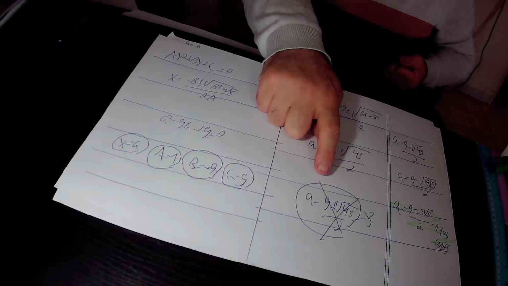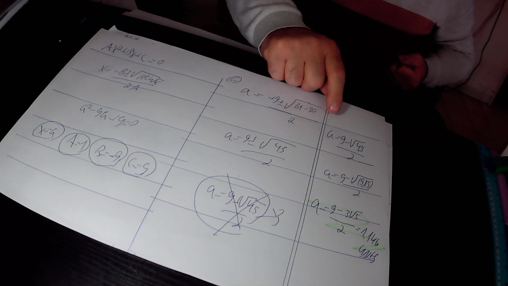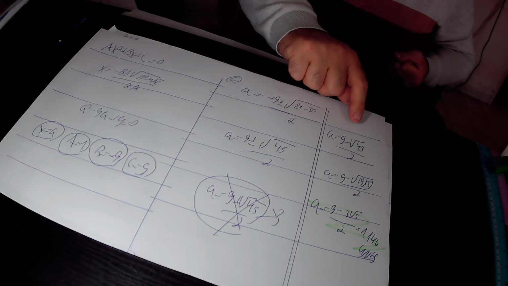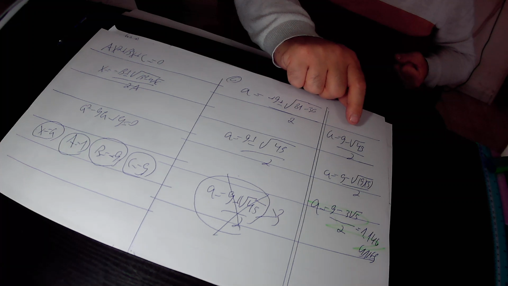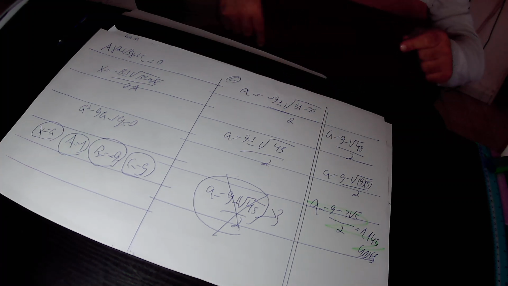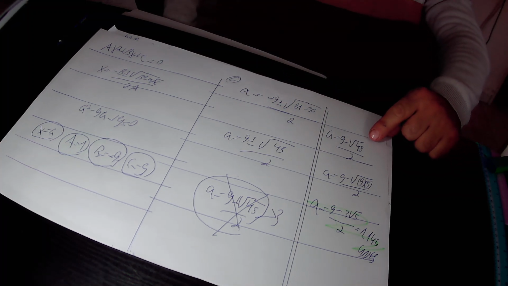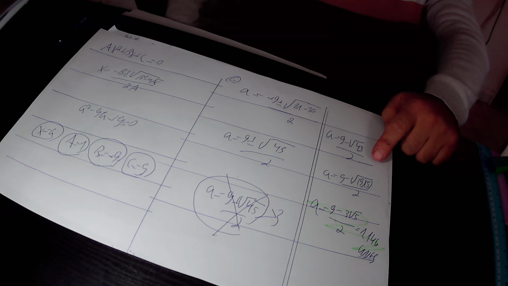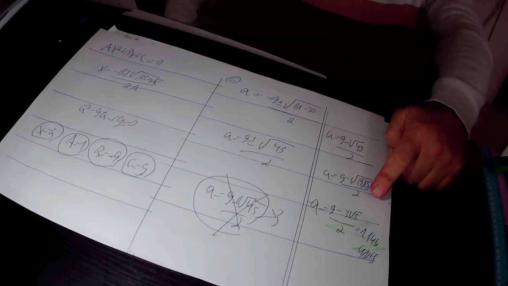We cancel this solution, and we are left only with the second possible solution for a, that is the radius of the small circle. According to the second solution, a equals 9 minus the square root of 45, over 2. 45 is 9 times 5, so substituting 45 by 9 times 5, we find that a equals 9 minus the square root of 9 times 5, over 2. The square root of 9 is 3, so inside the root we are left only with 5.